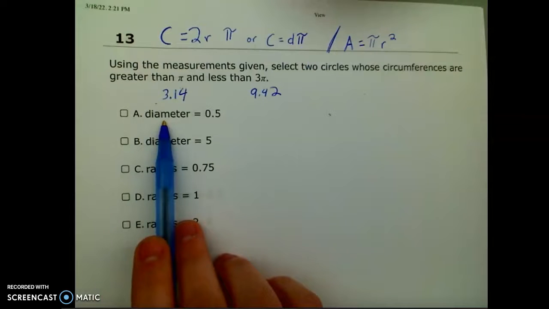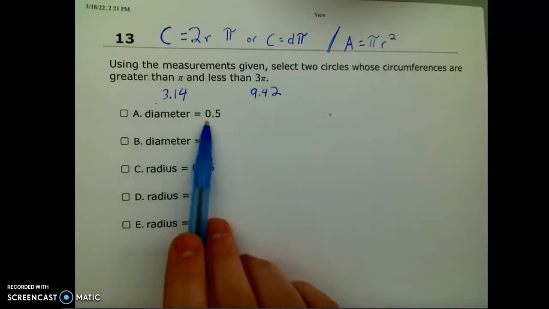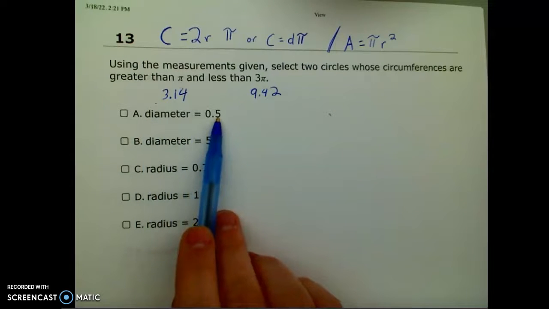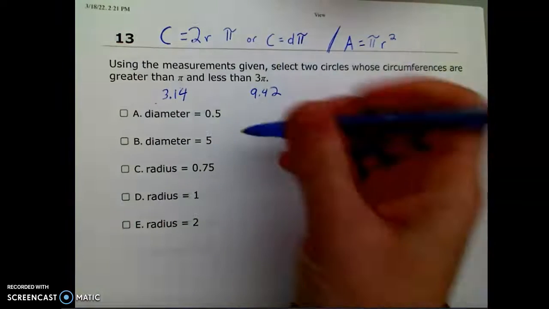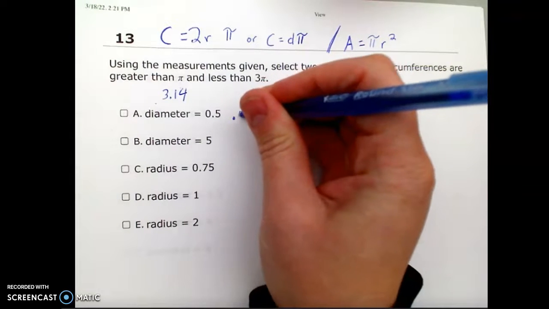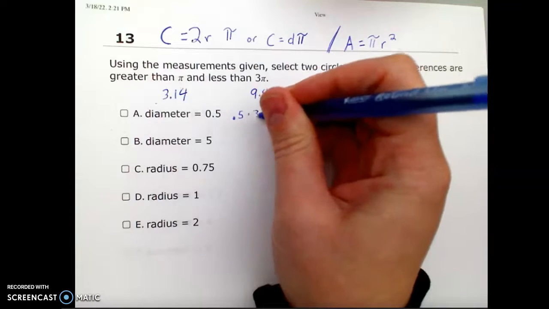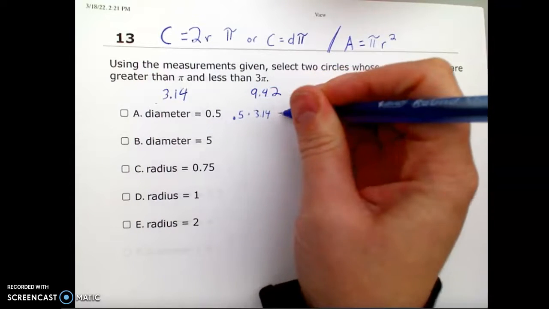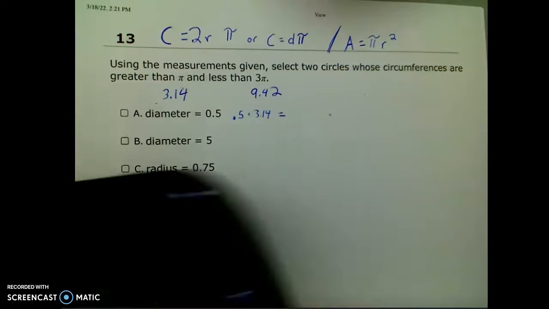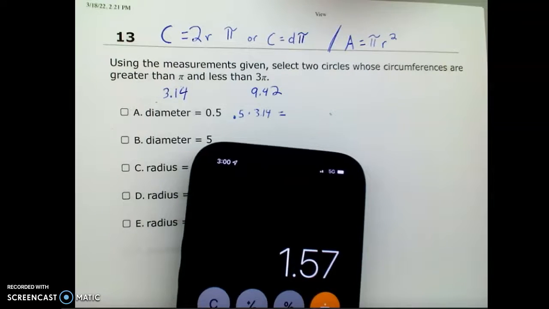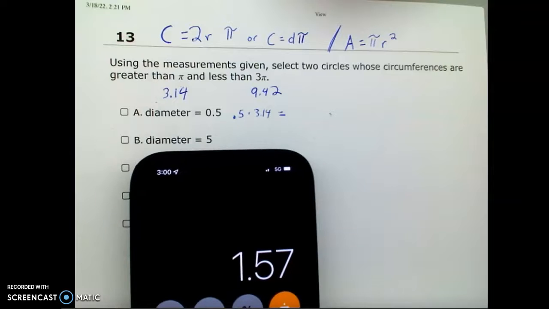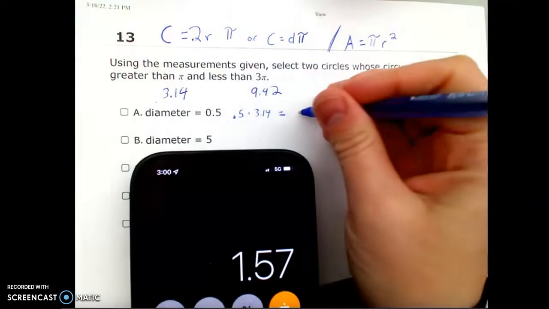My first circle has a diameter of 0.5. So using my formula right here, diameter times pi. Here I go. So I'm going to go 0.5 times pi. Grab my calculator again. It's going to help me with these decimals. And I get 1.57 is my circumference.